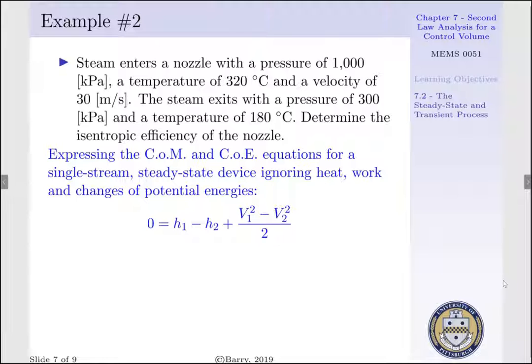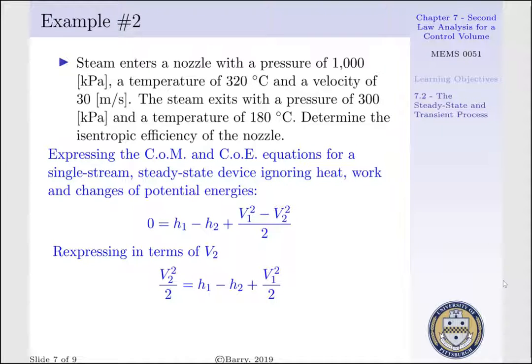For us to begin, we're going to express our conservation of mass and conservation of energy equations for a single stream steady state device, ignoring heat transfer, work, and changes of potential energies. And from our conservation of energy equation, our time rate of change of energy is equal to 0, our Q dot and W dot are equal to 0, and our gz values are also equal to 0. Thus, our COE equation becomes 0 is equal to h1 less h2 plus the quantity V1 squared minus V2 squared per 2. If we express this in terms of our velocity at our exit state, V2 squared per 2 would be equal to h1 less h2 plus V1 squared per 2.